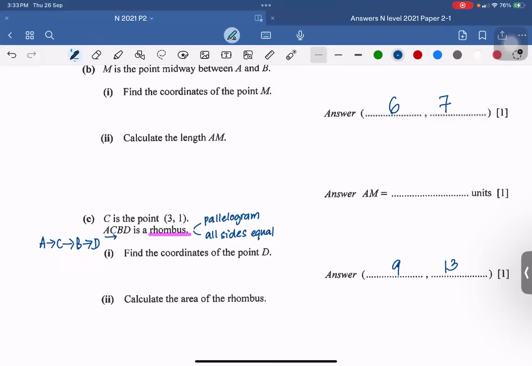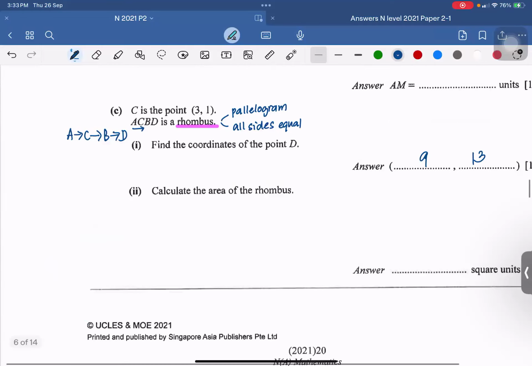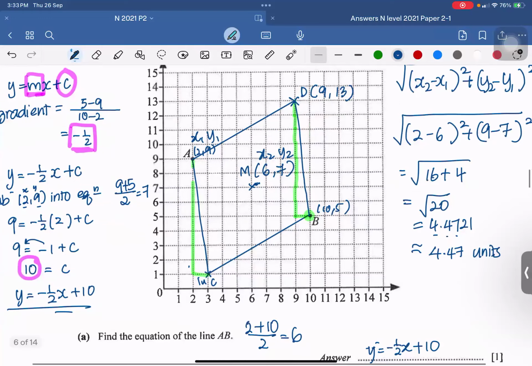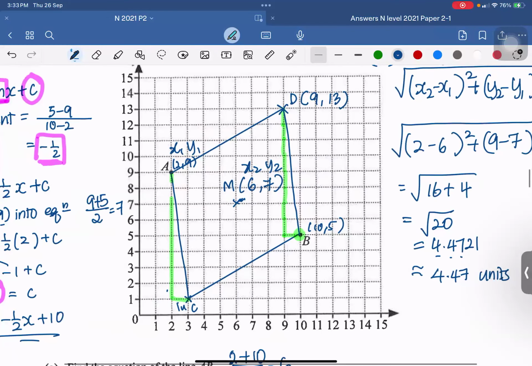Okay, so next part, they are asking me to calculate the area of a rhombus. So area of rhombus is usually base times perpendicular height. But you notice this one, if we have a base, we do not know the base is somewhere in the middle of a square. I want a perpendicular height. I also do not know the perpendicular height. So in this kind of question, I am stuck a little bit, pretty much. So what I did in the end is I went to draw and form a rectangle.